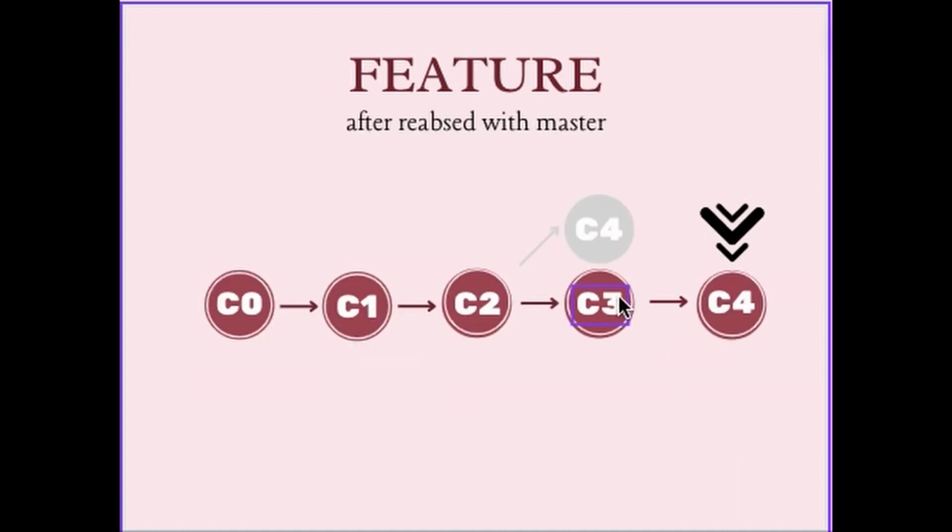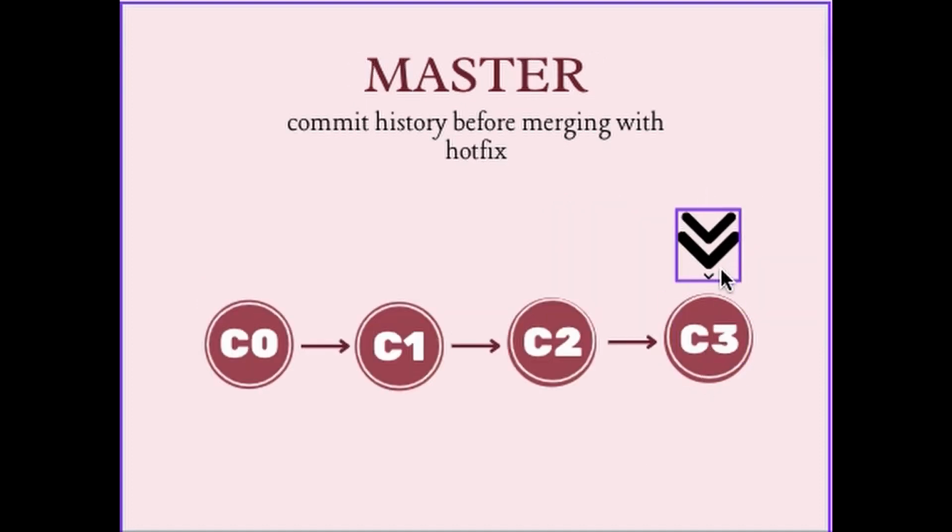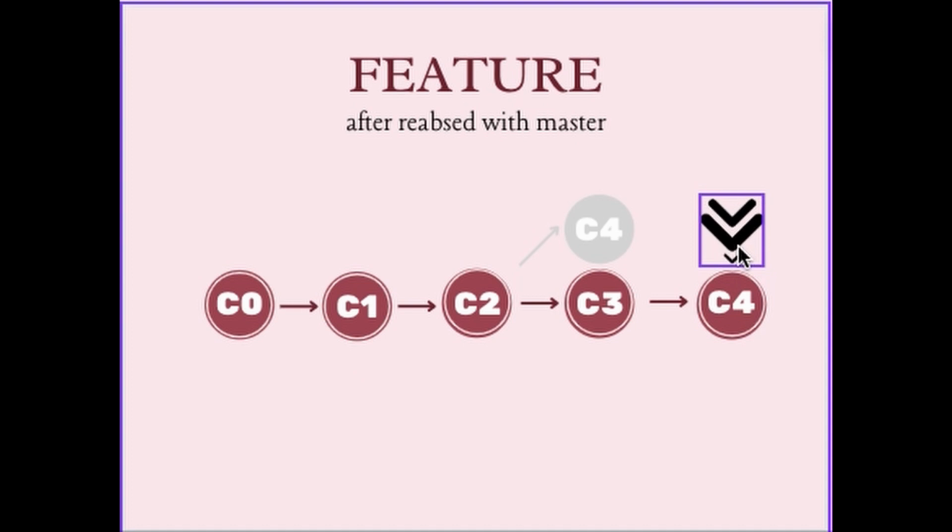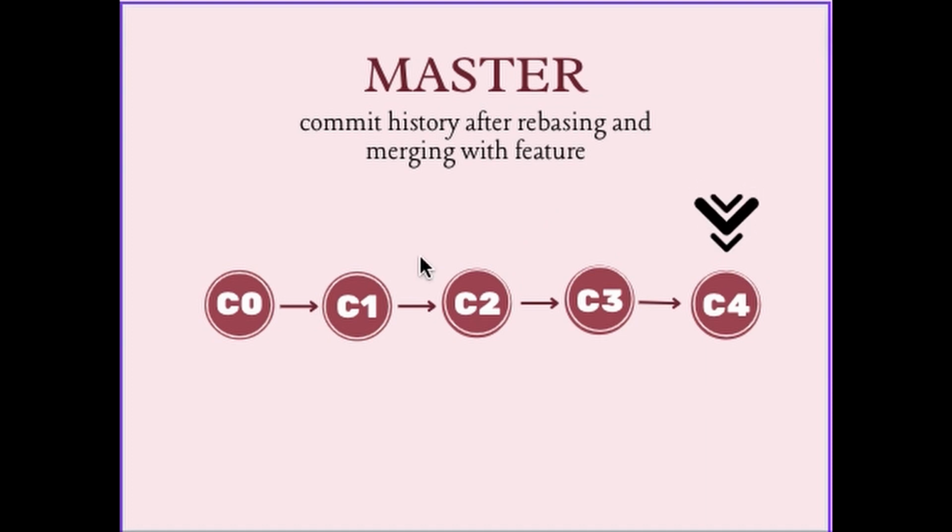So if we check here, what it will do is add this C3 from master and then apply the C4. It will look like a linear history. It appears that all of the work happened in series, even when it originally happened in parallel. If we now merge into our master, which is pointed to C3, we have our feature branch that is rebased, now pointing on C4, but we have C3 here already. Then we can fast-forward merge it, and we will just move the pointer from C3 to C4, and it would look like a linear history.